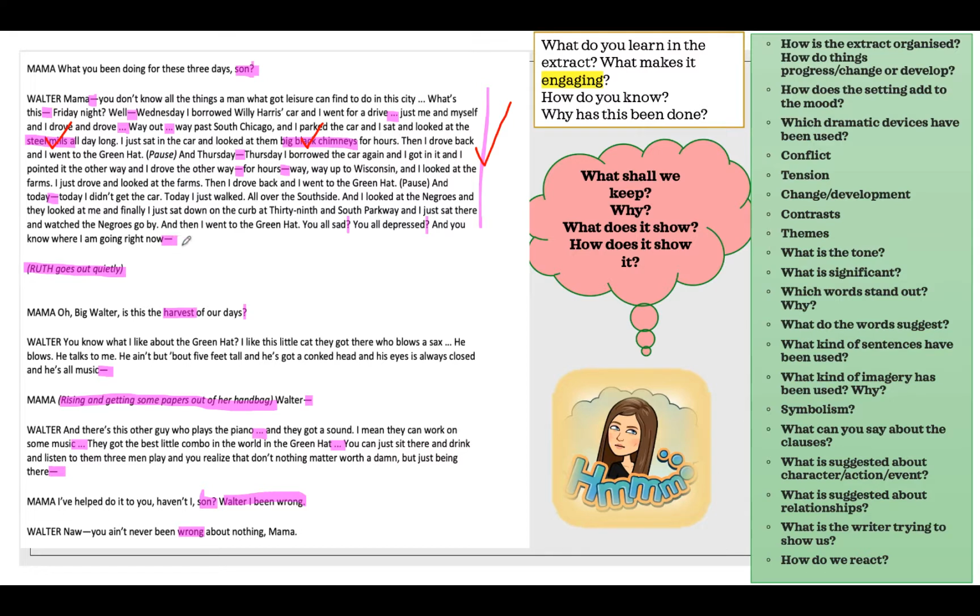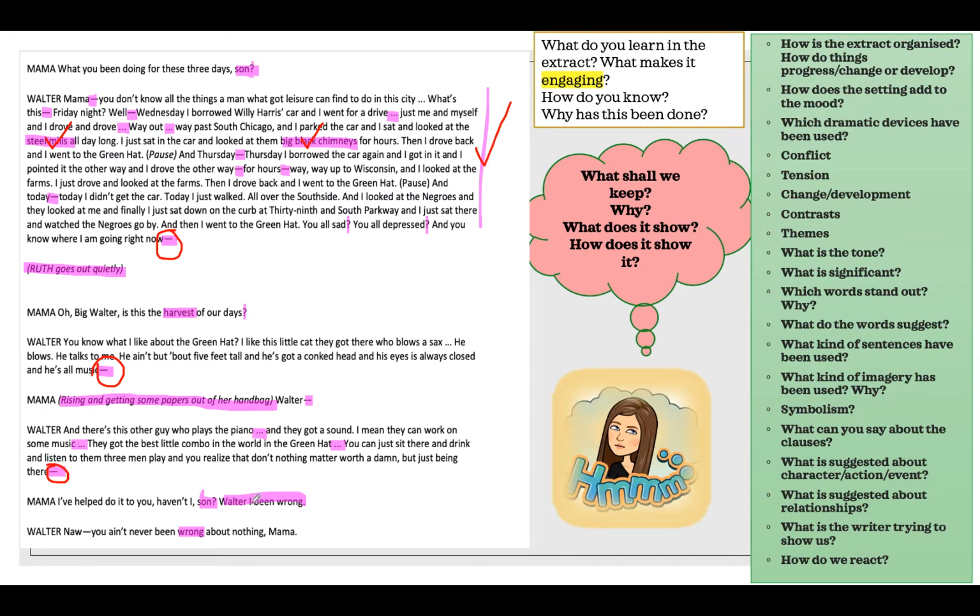I'm going to keep all of these interruptions, because at the moment it may be that I want to use these interruptions as part of my essay to talk about the relationship between these two characters. So I'd like to keep these for the time being.